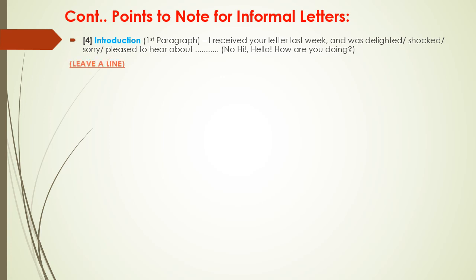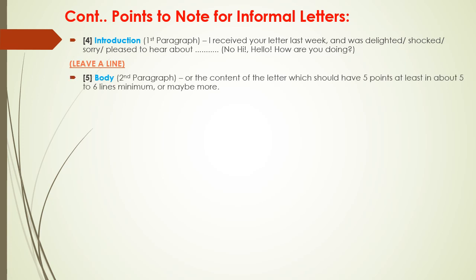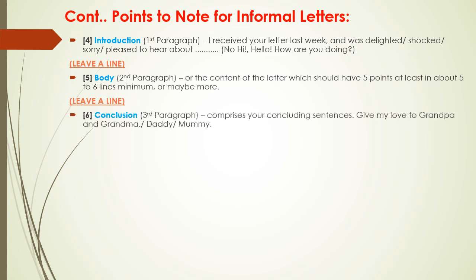You leave a line after the introduction. You go to the body where you write the content of the letter, which should have 5 points at least in about 5 to 6 lines minimum or maybe more. So while attempting an informal letter, you have to write 5 points in 5 to 6 lines in the body. You leave a line and you write the conclusion.